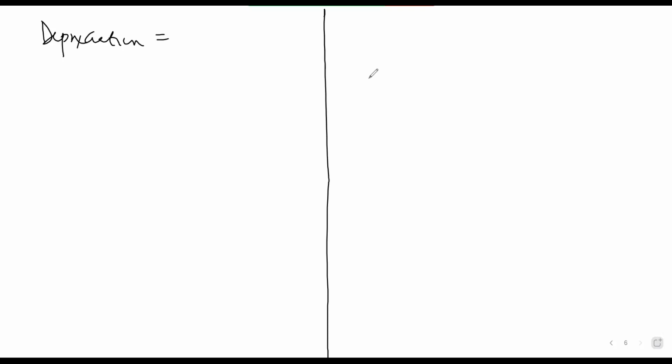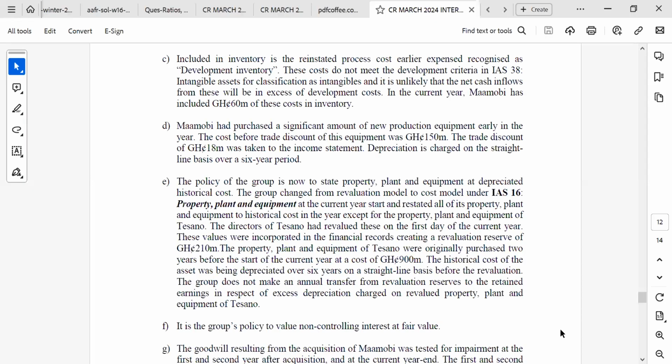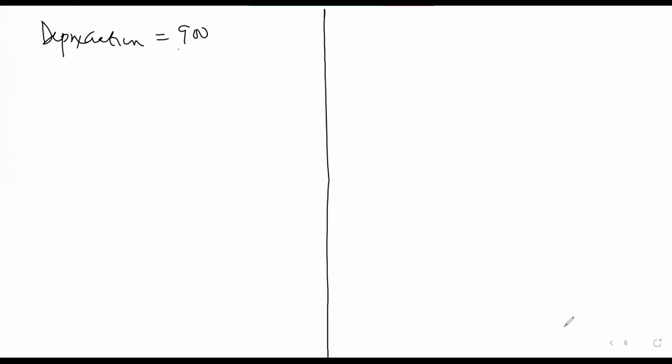If we are using the cost model, what should the depreciation have been every year? It would be 150, since they have given you the cost: 900 over 6, which is a full year. So if the asset is not revalued, it should have been 900 over 6. That would be 150.